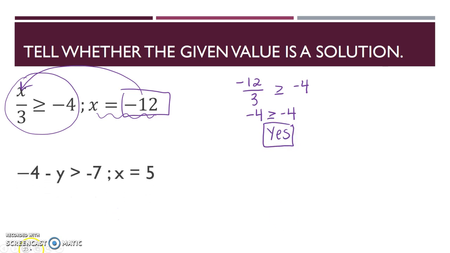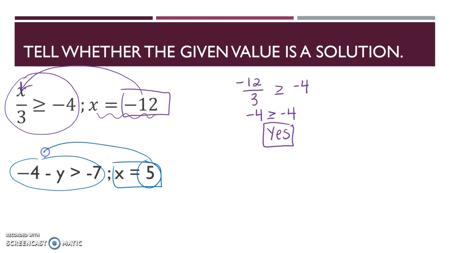Our second inequality says negative 4 minus y is greater than negative 7. So here's our inequality. We take this value, y is equal to 5, and we're going to plug in 5 for y. So again, right next to it, I'm going to have negative 4 minus 5 is greater than negative 7.